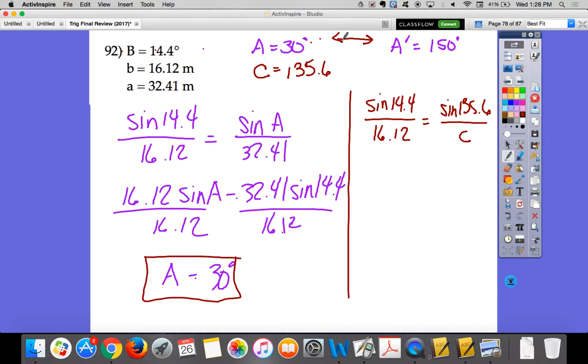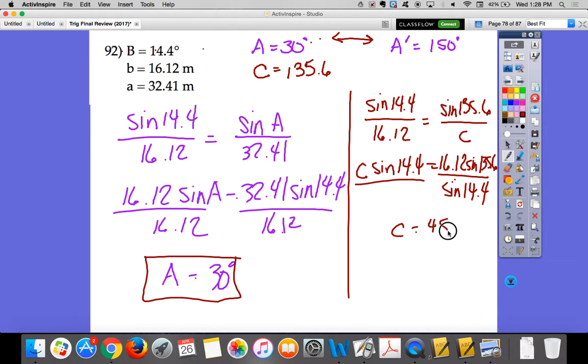So we've gone through and concluded that in the original case, the third angle would be 135.6. We're trying to solve it out to see what that third side would be. That's going to be 16.12 sine 135.6, divided by sine 14.4. So here we go. We have 16.12 sine 135.6, enter, divided by sine 14.4, and I've got 45.35. So little c is 45.35.